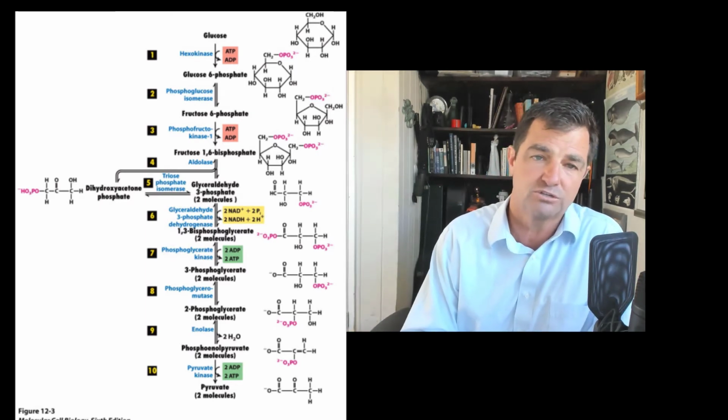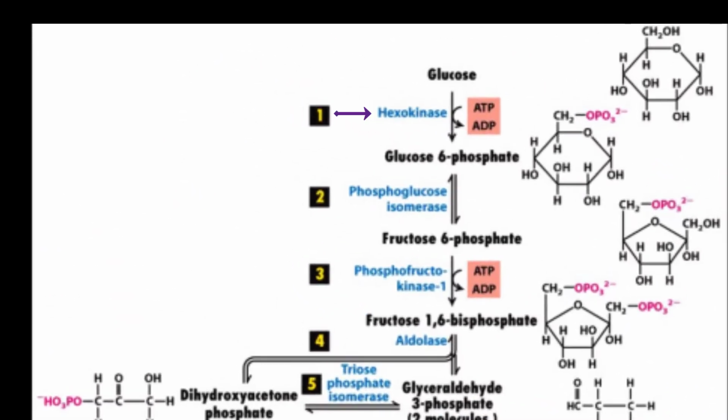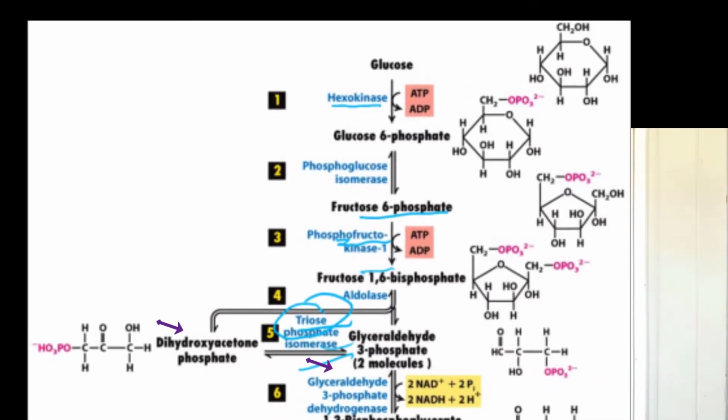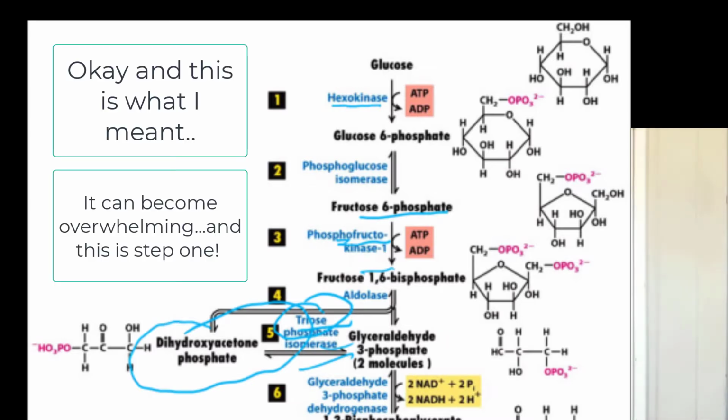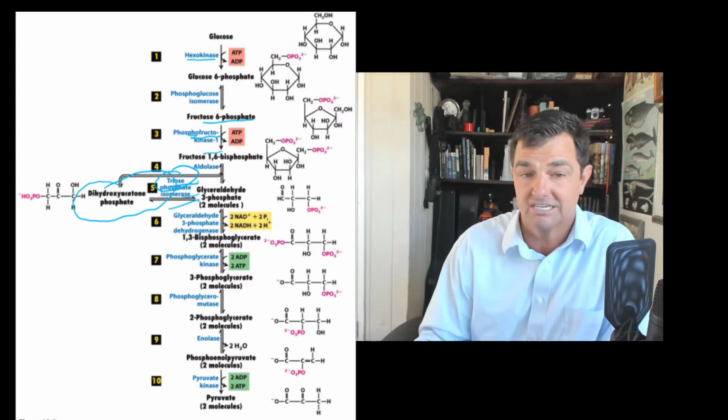So we start off with glucose, and then we use the enzyme hexokinase, which uses up a little bit of ATP and converts it into ADP, and that gives us glucose 6-phosphate. And then we use another enzyme, phosphoglucose isomerase, which converts it into fructose 6-phosphate, and then phosphofructokinase 1, which gives us fructose 1,6-bisphosphate, and then aldolase and triose phosphate isomerase, which then gives us dihydroxyacetone phosphate, which can then be converted into glyceraldehyde 3-phosphate. 2 molecules, we split glucose in half.